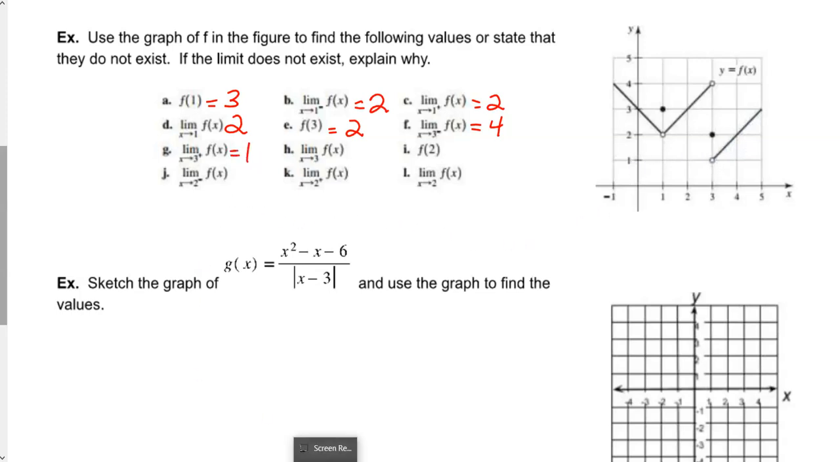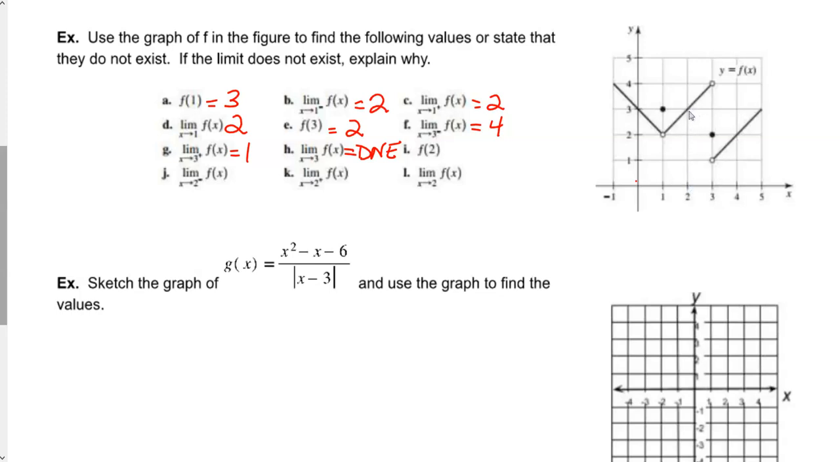So if I put those two things together for the two-sided limit as x approaches 3, we have to assess, does this equal this? And in this case, it does not. Therefore, the limit on the two-sided part as we approach 3 does not exist. And the reason is because the limit from the left does not equal the limit from the right. All right, very good. Let's look at f of 2.